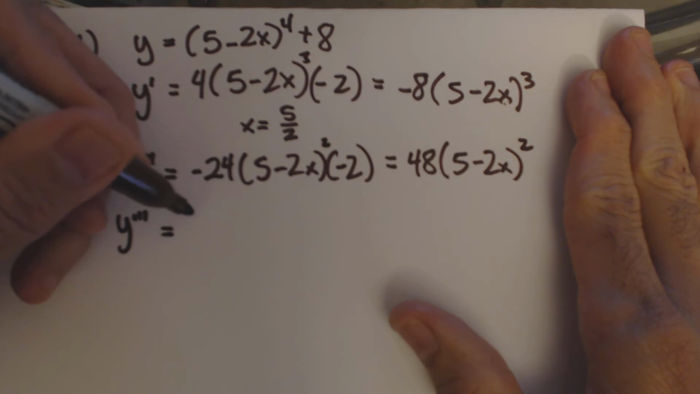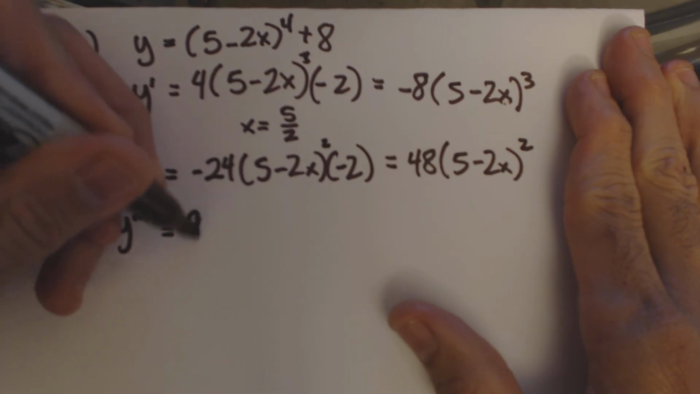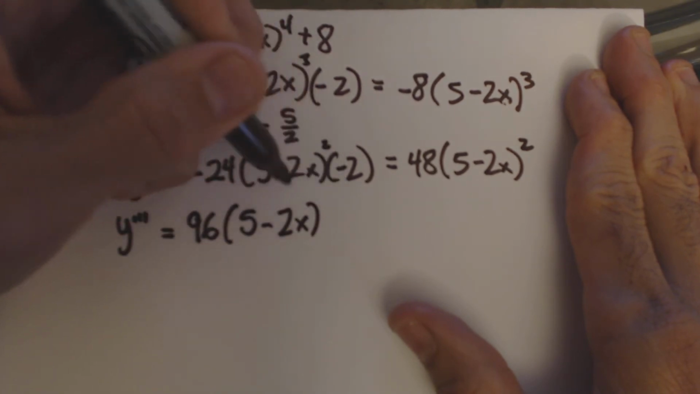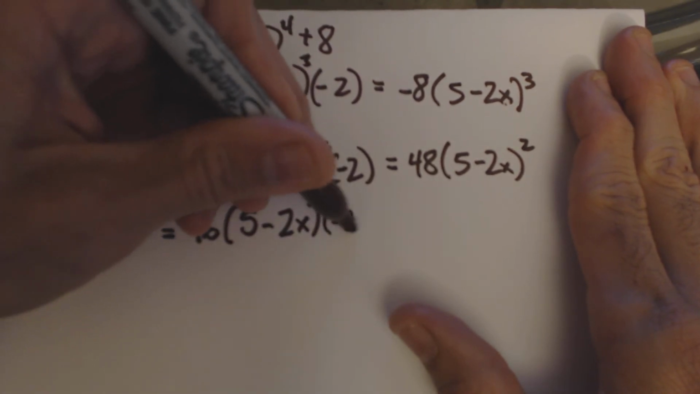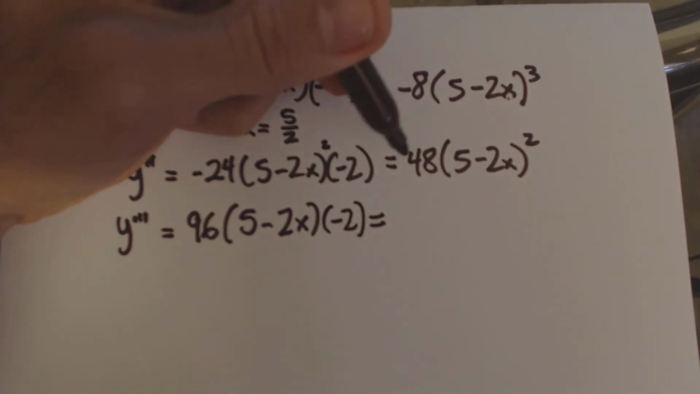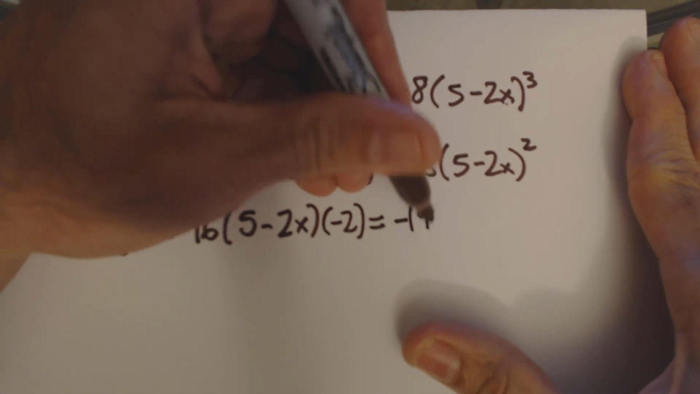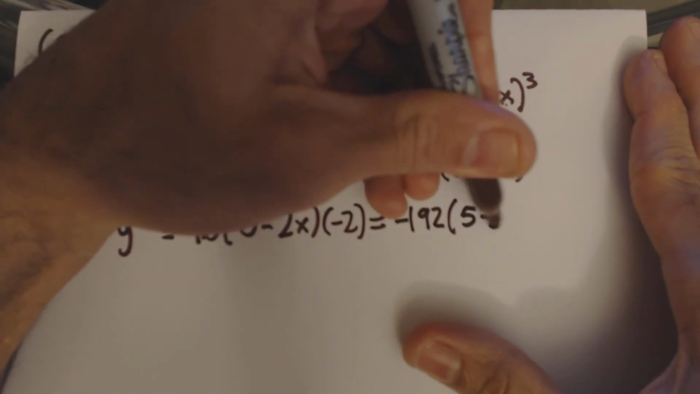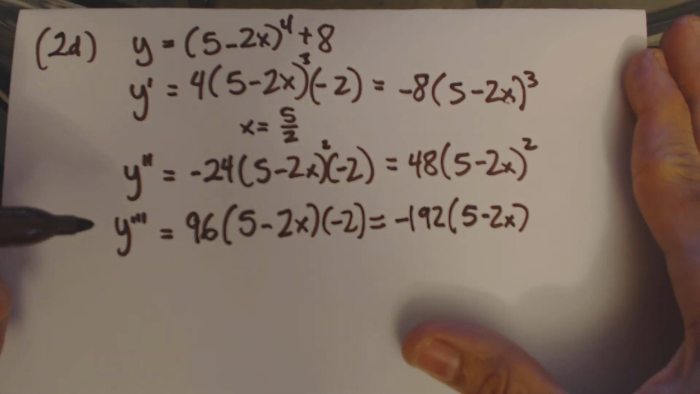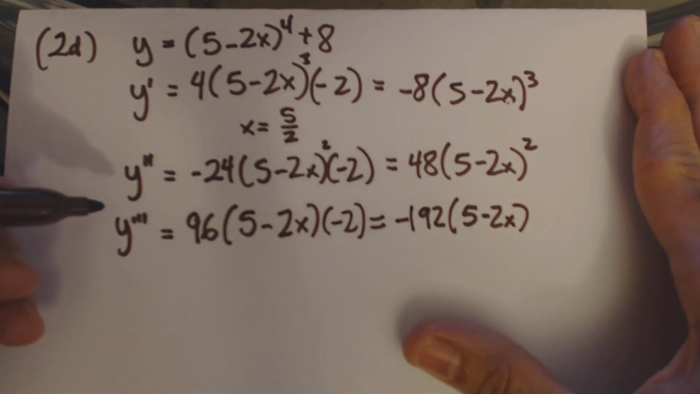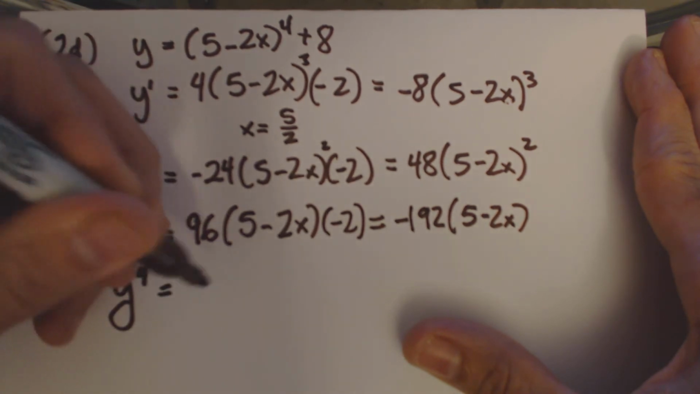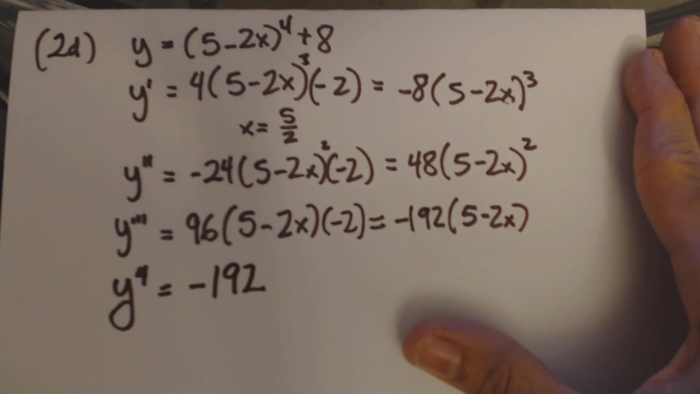So let's get the third derivative. That's going to equal 96 times (5 minus 2x) times negative 2, which equals negative 192 times (5 minus 2x). Again, if we plug in 5 halves, we're going to get 0, so that's not going to work. So let's go to the fourth derivative, which is just going to be negative 192.